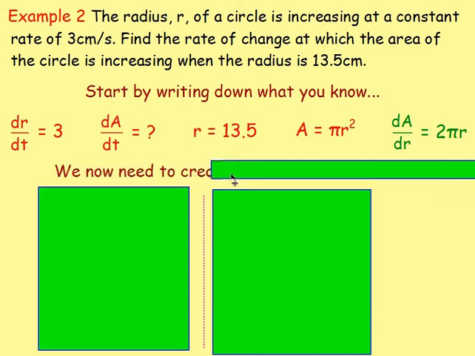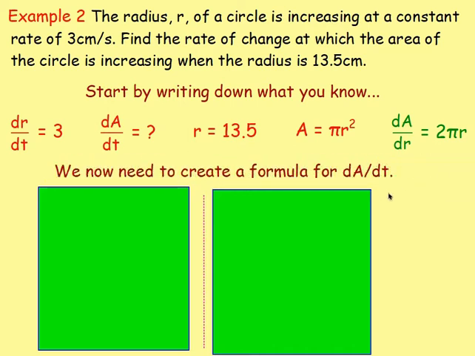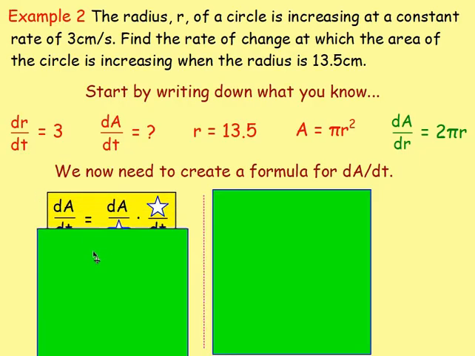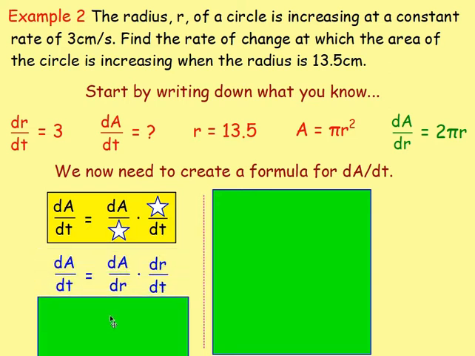Well, the first thing we do is we create a formula for dA by dt. And if we do that, what we're going to say is dA by dt equals, and then split it up. So that will be dA by d something times d something by dt. Again, in place of the star, you have to have the same thing. So look at what else we are told. We have the information dr by dt. We've also got dA by dr. So r is another letter that appears here. So why not make it dA by dr times dr by dt?